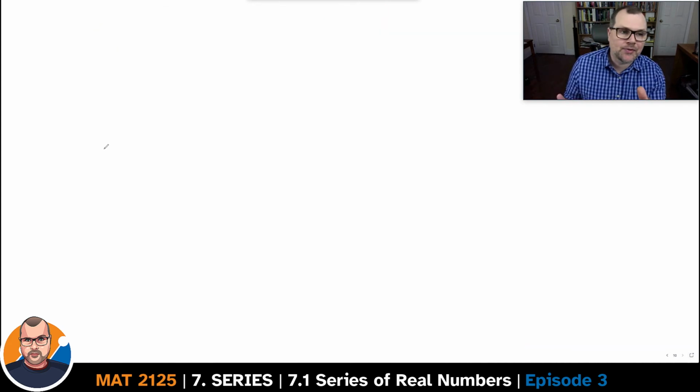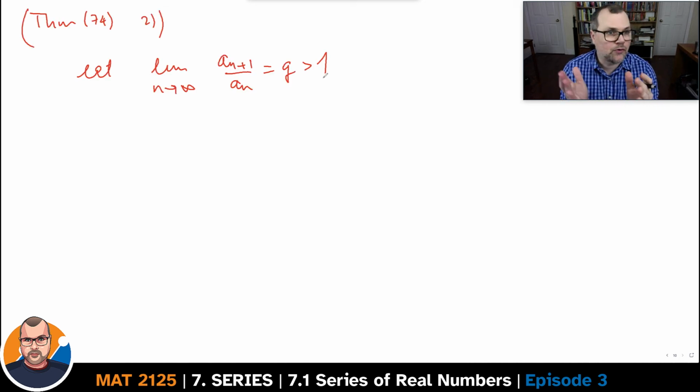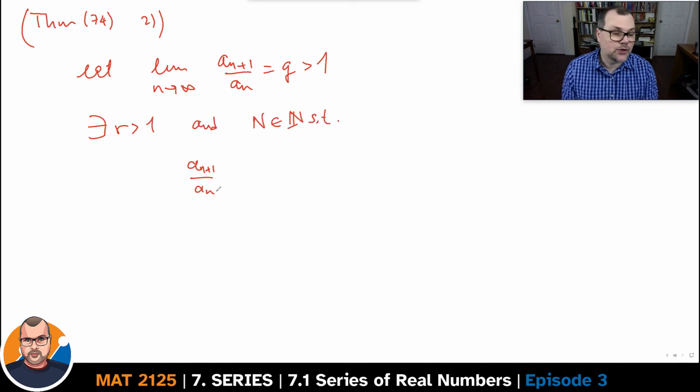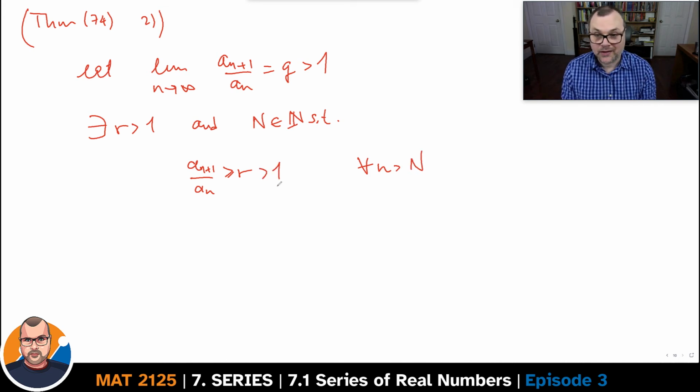I'm going to show what happens if the ratio converges to some value greater than 1. So the ratio converges to Q. Q is greater than 1. Well, as before, you can find some value r, which is going to have to be greater than 1 here, and some integer N, such that the ratio a(n+1) over a(n) has to be greater than or equal to r for every n greater than N. Now this r is greater than 1.